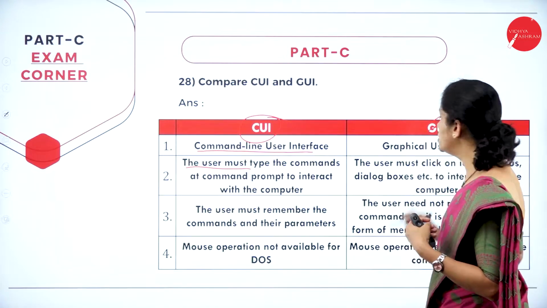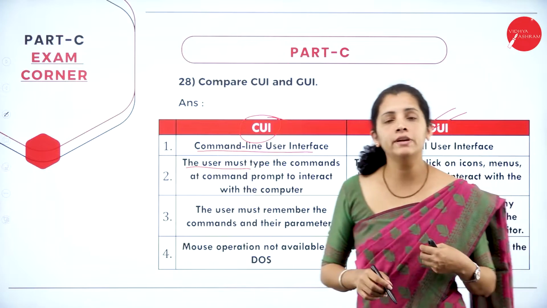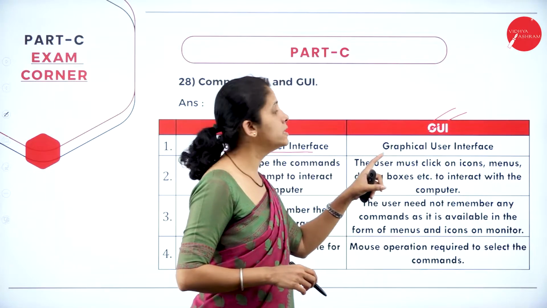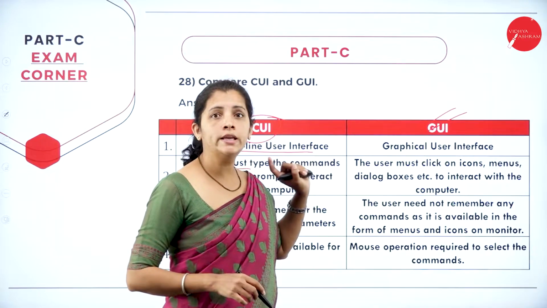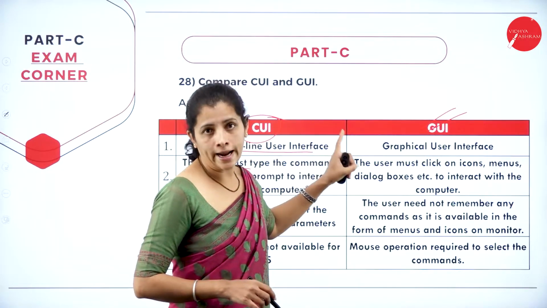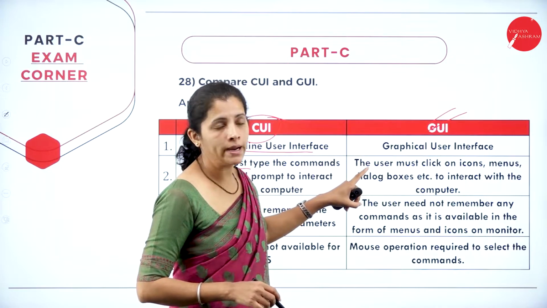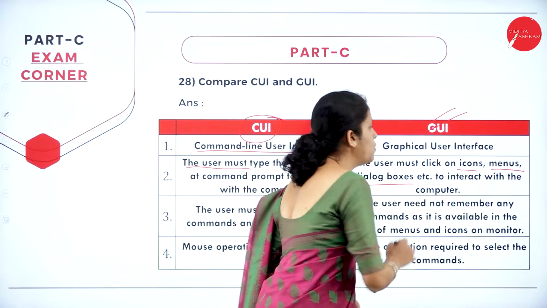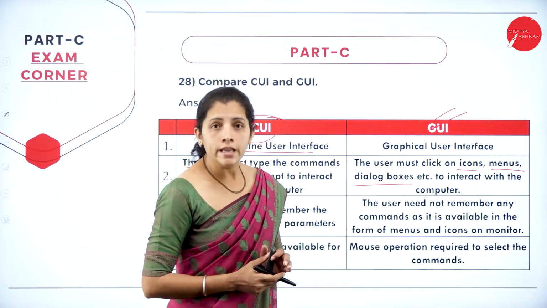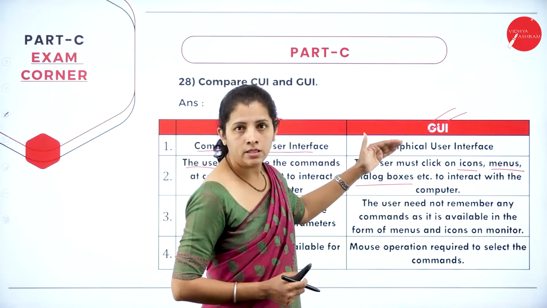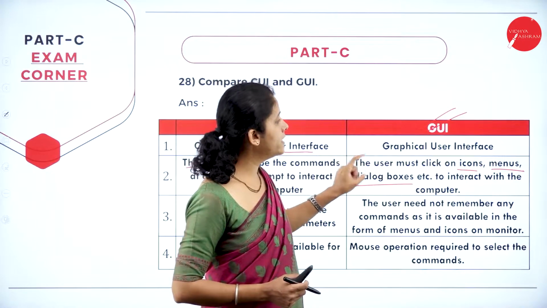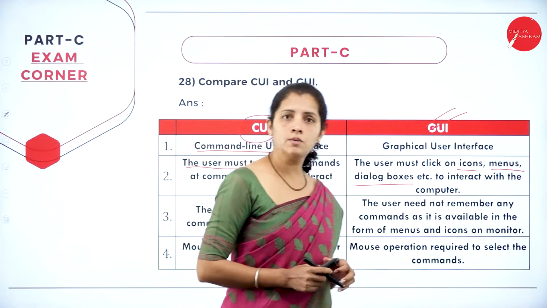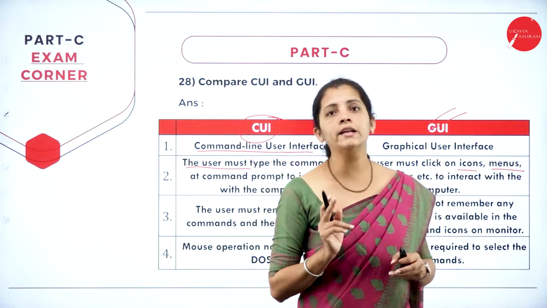Now, if I consider GUI, as the name itself indicates that it is graphical user interface. So here, users are going to get a beautiful and attractive working environment, that is in the form of icons, menus, dialog box, etc. And if the user wants to interact with the computer system, then they click the icons or menus or dialog box. So this is the second difference.